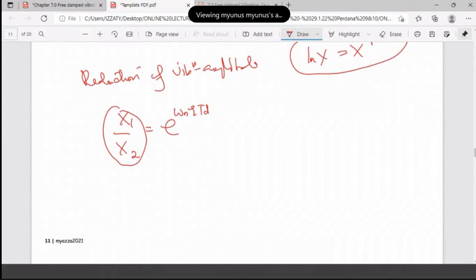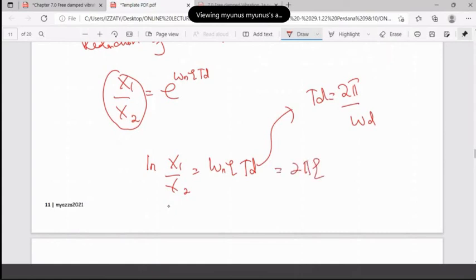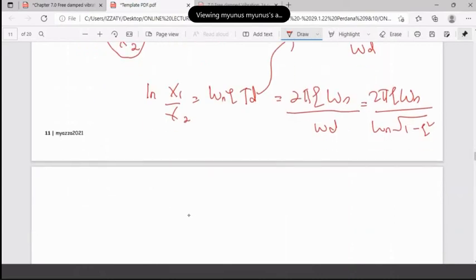You want to get rid of the exponent. How do you get rid of the exponent? Remember that one? You put the ln, so ln x1 by x2 is equal to, now it becomes, omega n zeta TD. What is TD? TD, remember, is equal to 2 pi by omega d. So you put it here: 2 pi zeta omega n over omega d. Expand the equation: 2 pi zeta omega n over omega n square root of 1 minus zeta square. Then you find that this one can cancel. Then your ln x1 by x2 is equal to 2 pi zeta over square root of 1 minus zeta square.